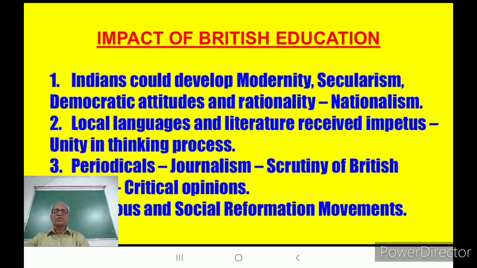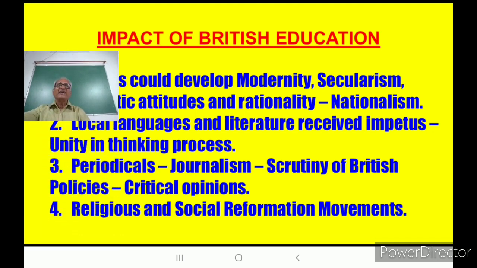Periodicals started, journalism had its prosperity, scrutiny of British policies. Till then we were just accepting whatever the British said. Now we started analyzing, debating those points and finding out what is truth, what's right and what is not. Critical opinions we started coming out with, criticism, innovative ways of thinking. Why should it not be like this? Why should it be like this alone?